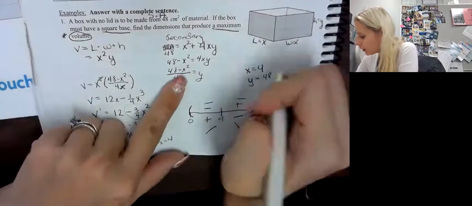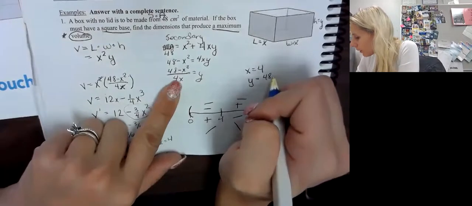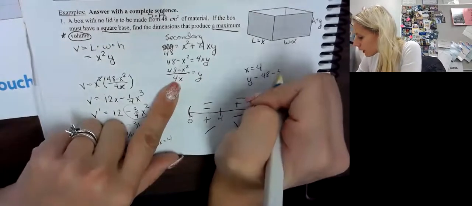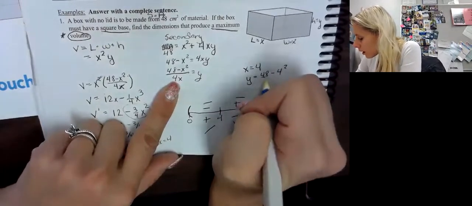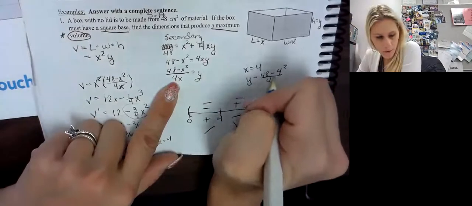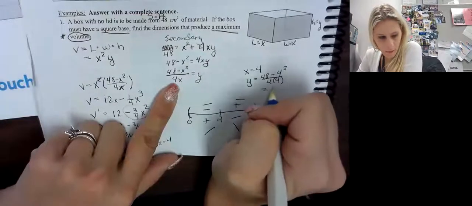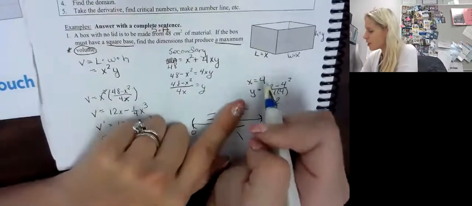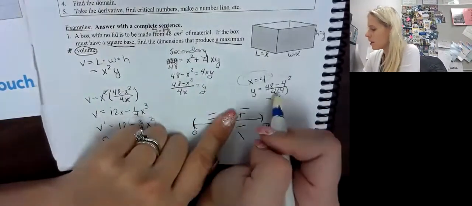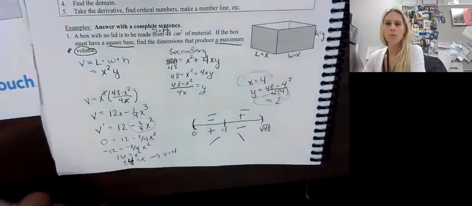I'm going to do it down here so it's easier to solve. 48 minus 4 squared all over 4 times 4. So we get our answer of 2. So our dimensions are 4 by 2.